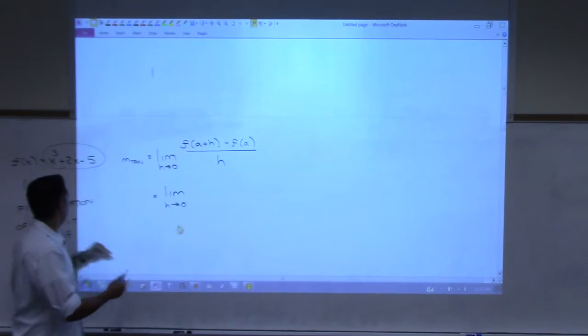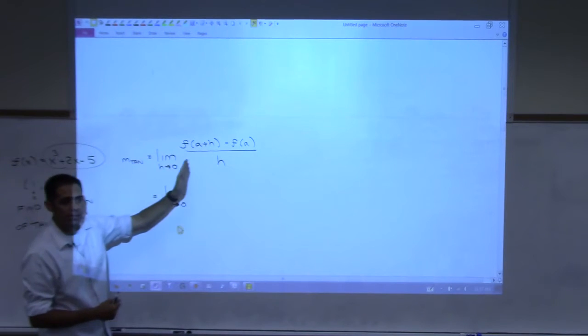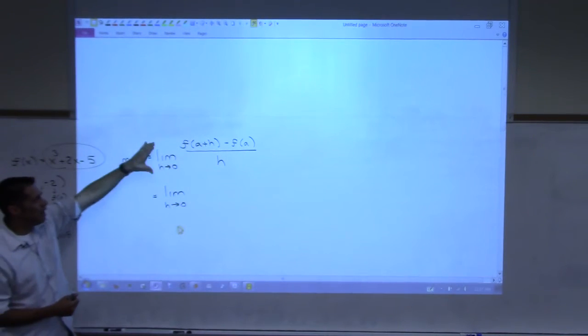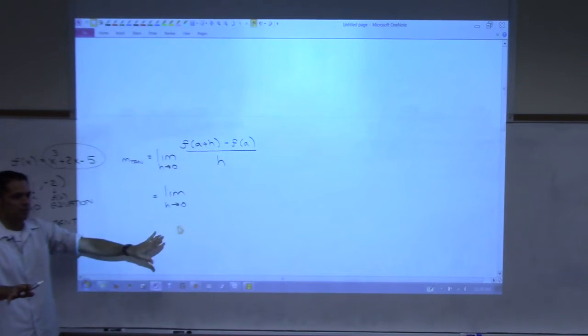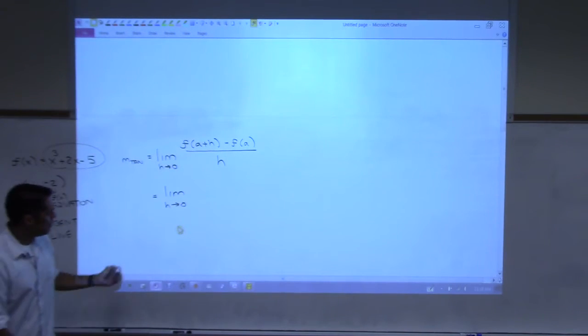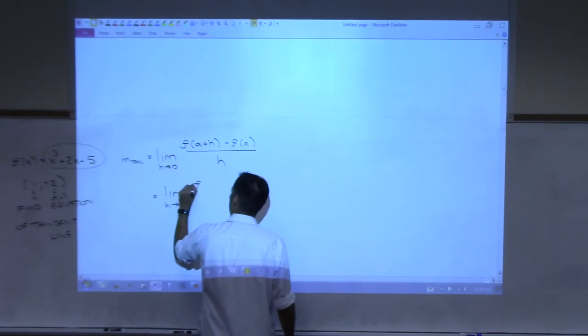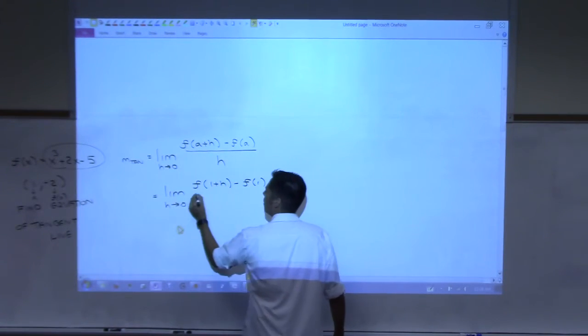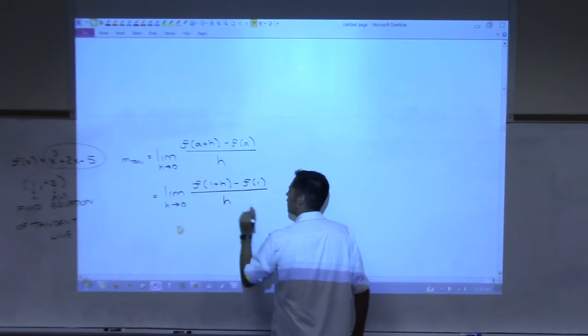Okay, so do you all understand that this formula is universal? And then the specific problem tells you what A is, and then it tells you what function you were working with. But this by itself works for all functions. Okay, so I'm going to replace the A with 1. I'm going to go f of 1 plus h minus f of 1 all over h, like that.